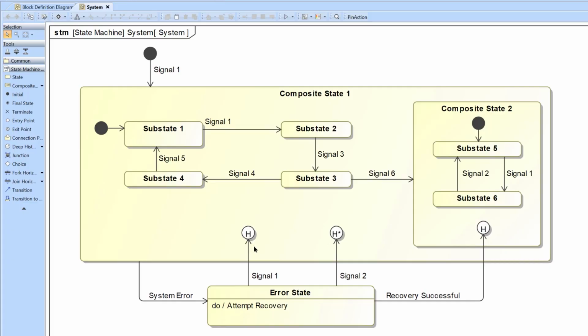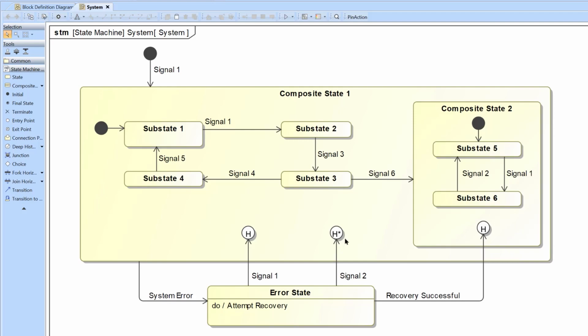Notice this shallow history here would be transitioned to by this signal 1, and what that means is it will return to the last neighboring state within this state, or the last substate within this composite state. Let's say, for instance, our state machine happened to be in substate 3, and then all of a sudden we received a system error. That would take this out of substate 3 and enter the error state. Of course, in that state, it would attempt a recovery. And then after receiving a signal 1, which is an abstract SysML signal, that really could be any type of an event that you would define as signal 1, if it were to go back to this shallow history, what that would mean is it would go back to this substate 3.